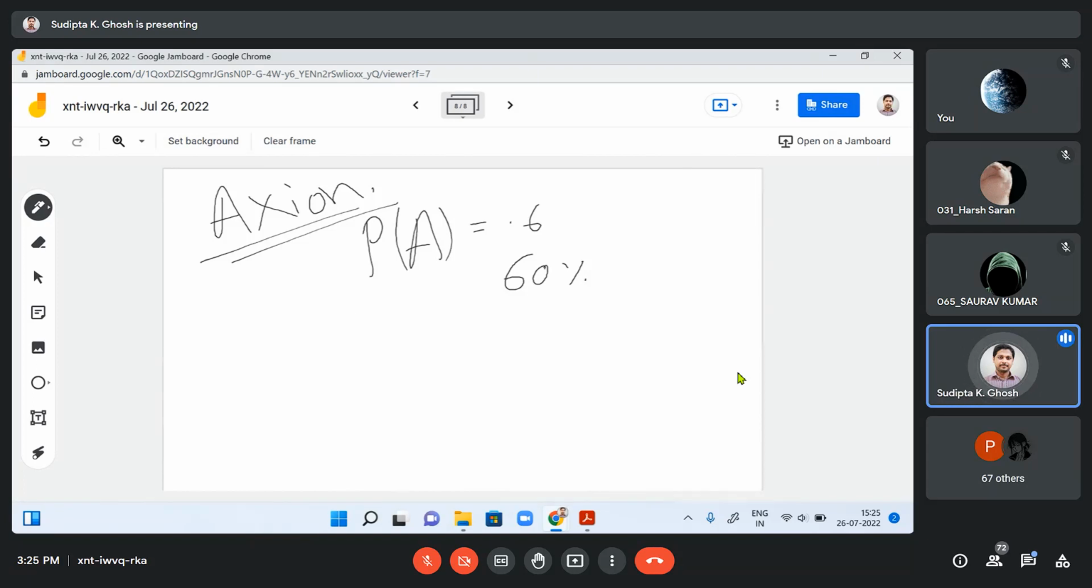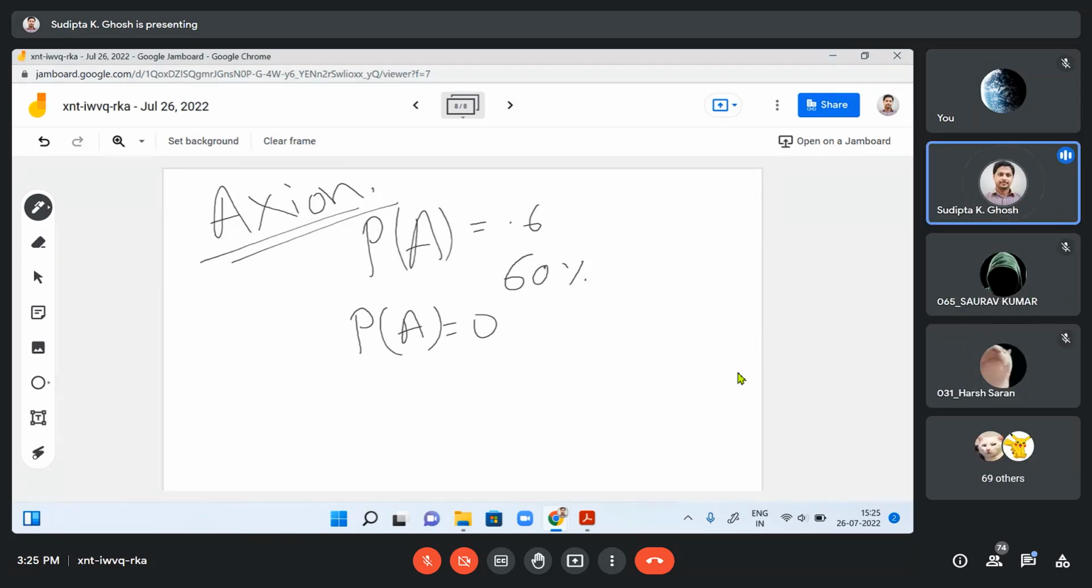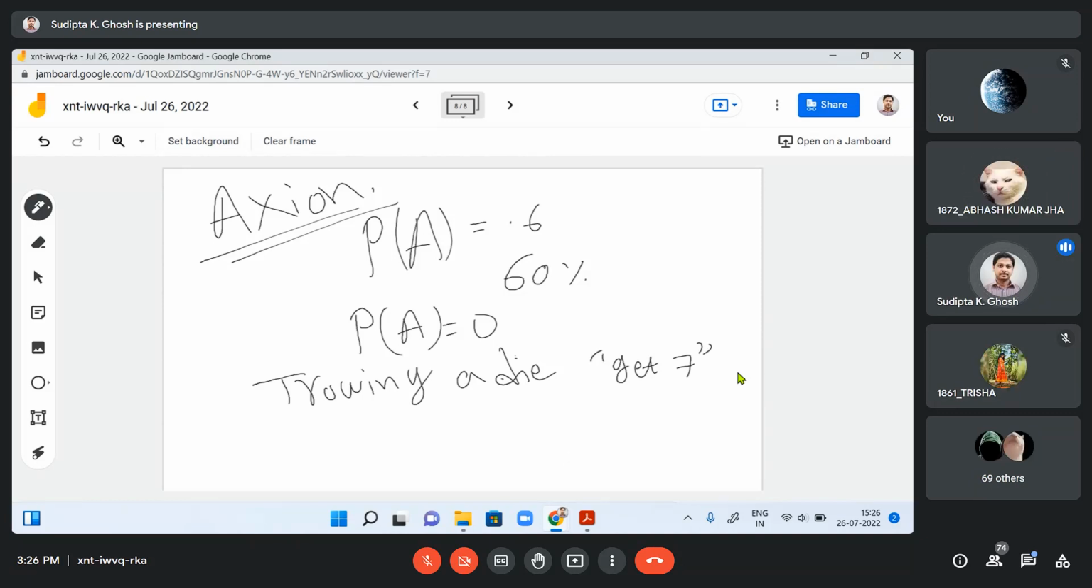Okay. Can you tell me if I am writing P of A is equal to 0, what is the meaning? Probability 0 means impossible. There is no chance that the event A will happen, correct? Like throwing a die and you are expecting to get 7. Is it possible? No, sir. Not possible. So obviously P of A is equal to 0.